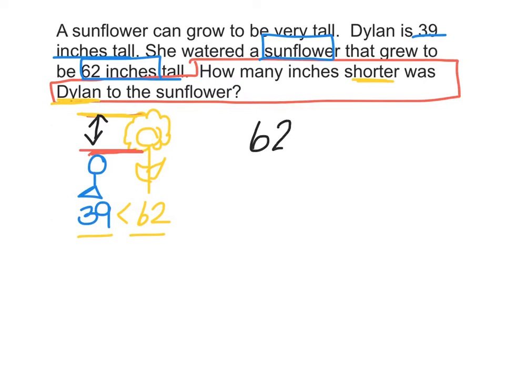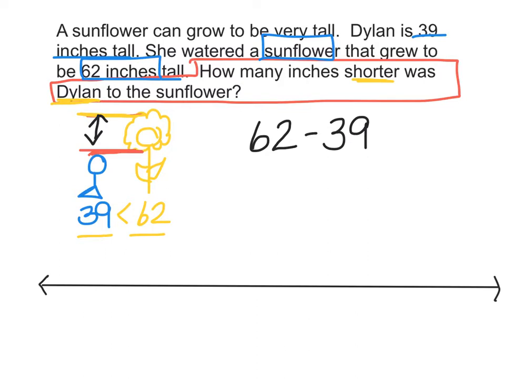So we're going to subtract the height of the sunflower and the height of Dylan. So basically it's 62 minus 39. So one way we can solve this is to count up by tens and then ones. So we'll use the number line so we can get a better picture of how this works. So we're going to start at 39. And then we're going to count up to 62. So that's a strategy that we can use.